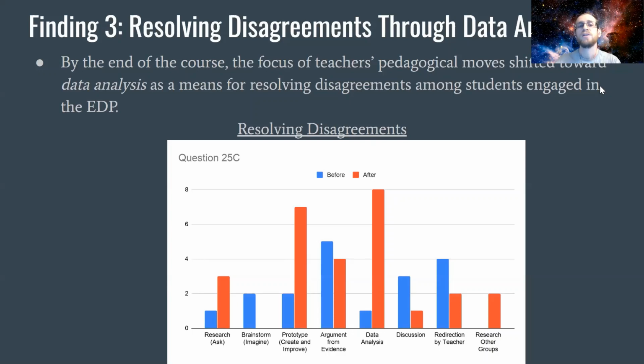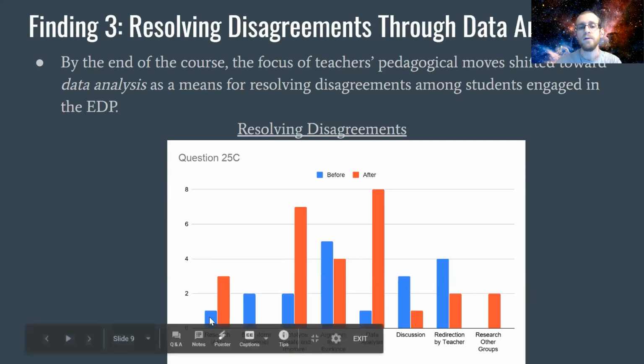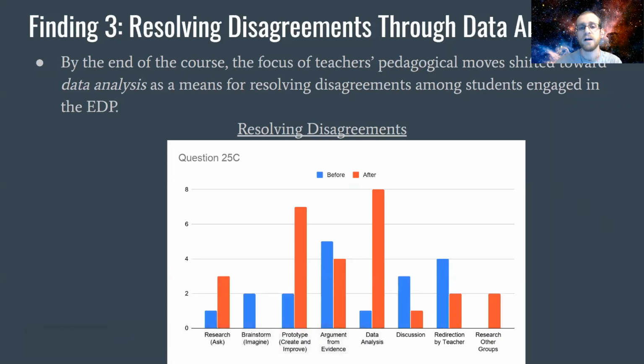What do you do? What we found was that at the end of the course, there was a much bigger emphasis from teachers on data analysis. Looking here again, the blue is at the beginning and the red is at the end of the course. What you see is 3 main increases, right? You see with researchers a little bit of an increase. You see an increase with prototyping, saying the need for testing things out.